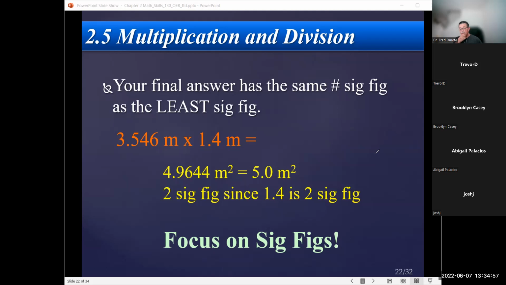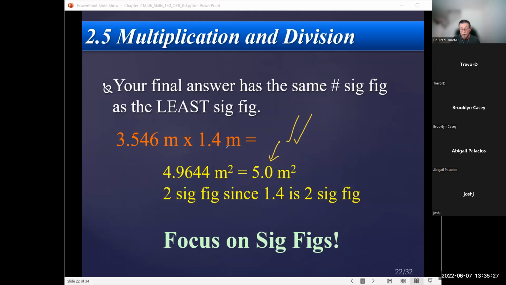So our answer would be 5.0, which has 2 sig figs. You may say, well, wait a minute, that 0 doesn't look significant. Ask the question for that 0. Is there an integer in front of that 0? Yes. Is there a decimal point in that number? Yes. Therefore, that 0 counts as being significant. And we have 2 sig figs in our answer.